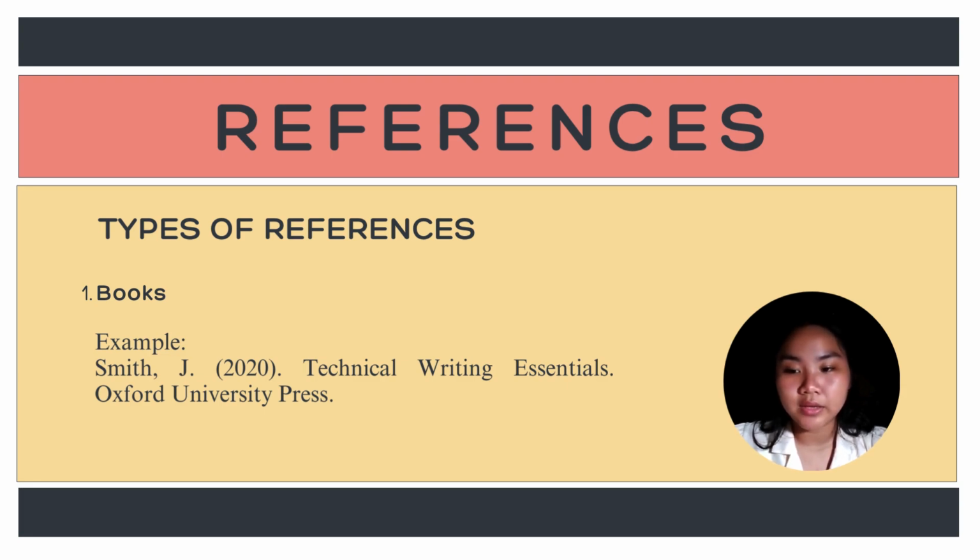We have an example here. The format is the author's last name, followed by the initial of their first name, and then followed by the year of publication placed in open and close parentheses. After that we have the title of the book, italicized to indicate it is a published work. And then lastly, we have the publisher's name, which is provided at the end.